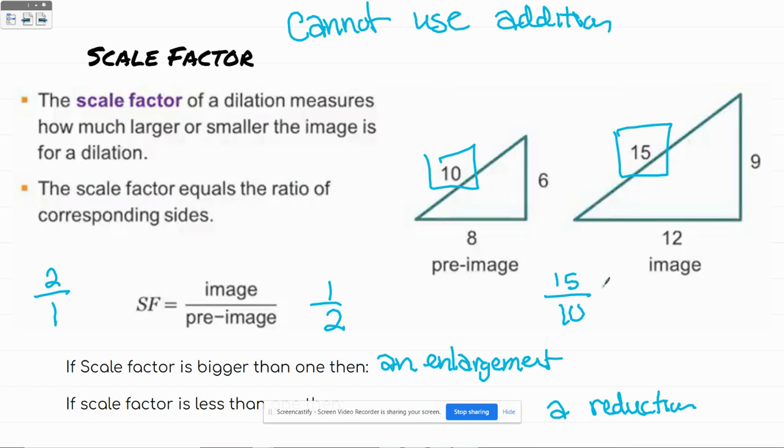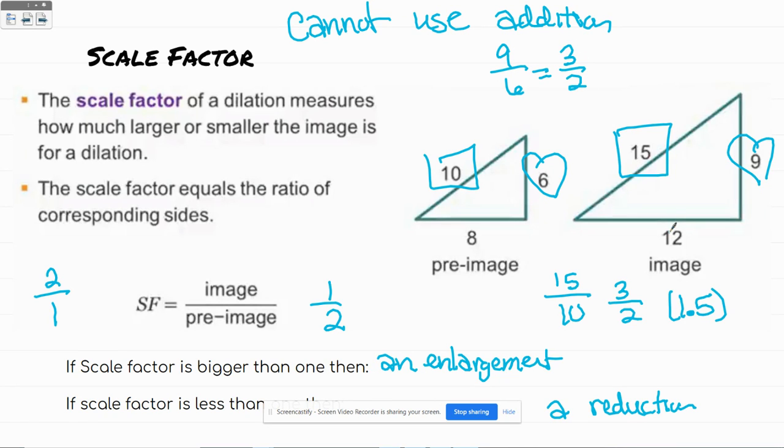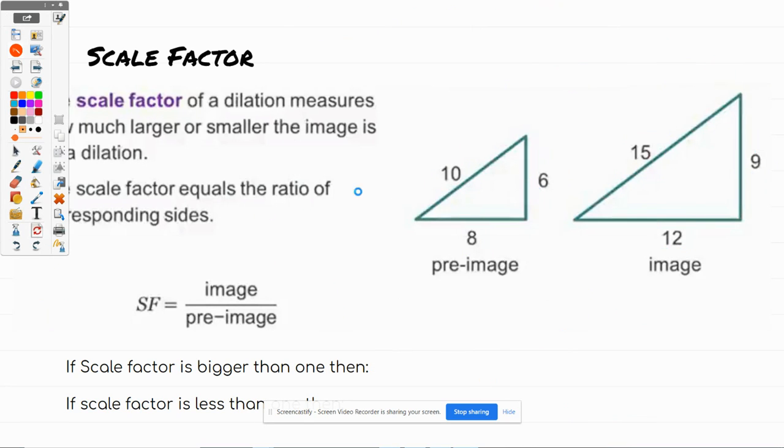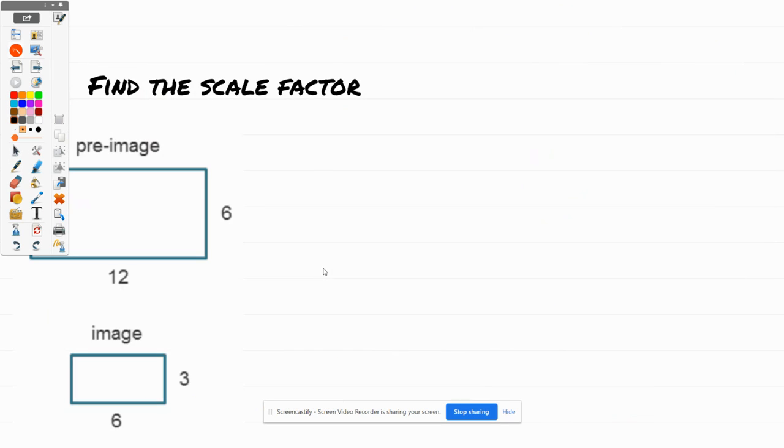Well, they both have a 5 in common. So that would be 3 over 2, which is the same thing as 1.5. So actually the scale factor here is 3 over 2 or 1.5. And it has to match for all of them. Guess what 9 over 6 is? Well, 9 over 6 is also 3 over 2 because it has to be, which is 1.5. And then the 12 over the 8 is also 3 over 2, which is that 1.5, which is the scale factor. And because the scale factor there is bigger than 1, you can tell it was an enlargement.